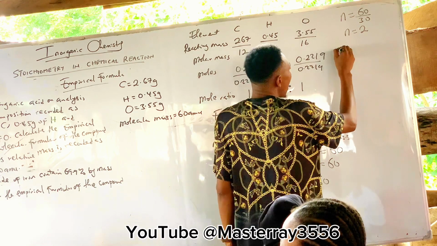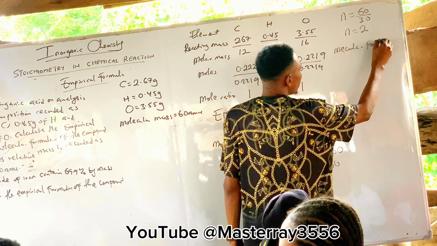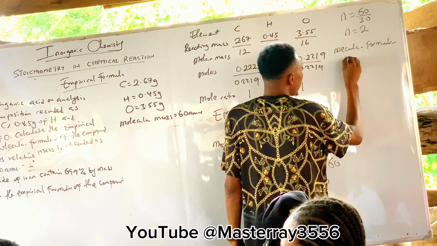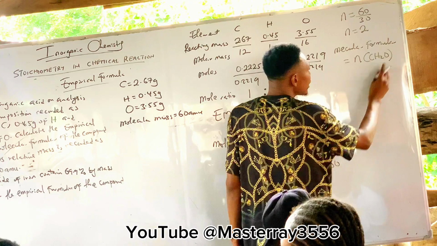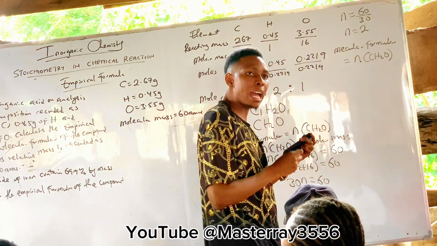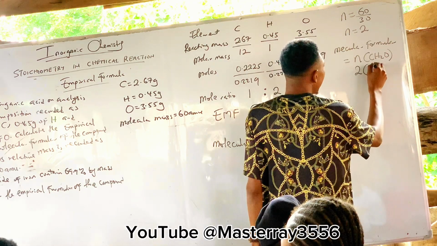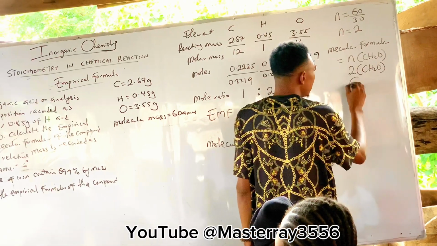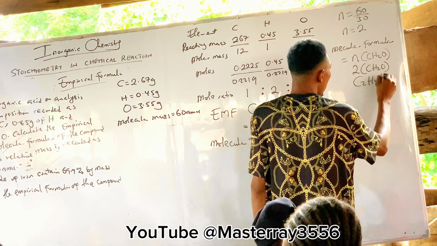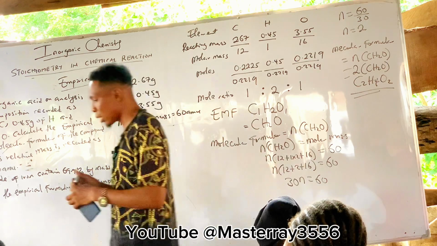So our molecular formula now, don't forget, is nCH2O, right? So you already know your n now. n is 2. We write 2 brackets CH2O. So 2 times this gives C2H4O2. So that's your final answer.